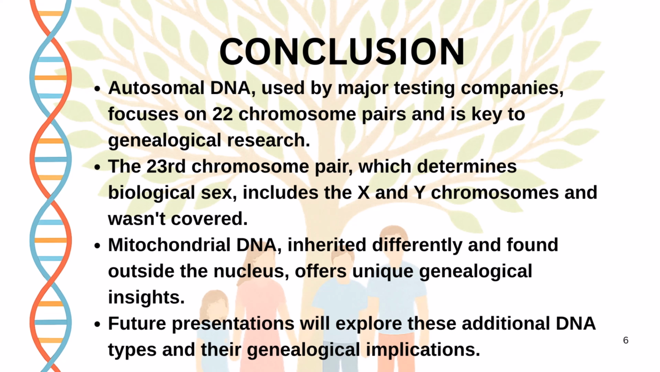We have not discussed the 23rd pair of chromosomes, which determines biological sex and involves the X and Y chromosomes. Nor have we explored mitochondrial DNA, which is smaller, inherited differently, and located outside the nucleus in the mitochondria of our cells. These additional types of DNA follow different inheritance patterns and can answer different kinds of genealogical questions. I plan to introduce them in future presentations.